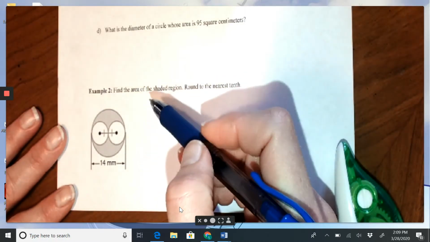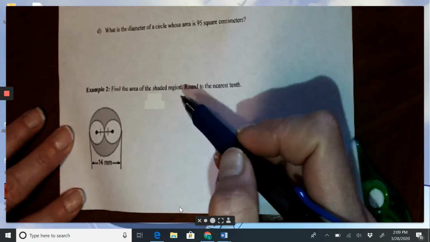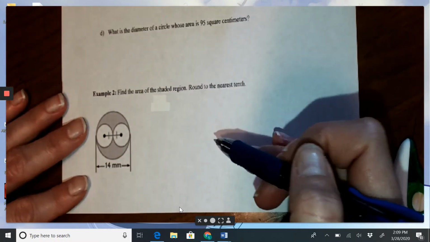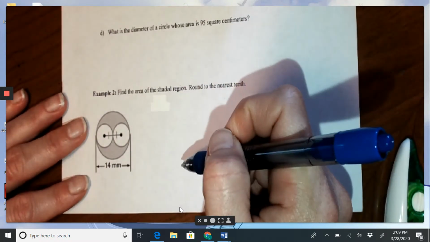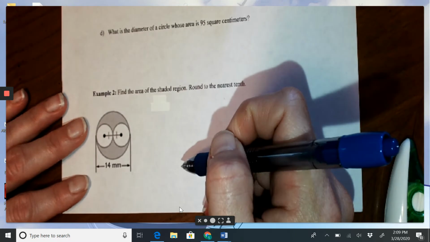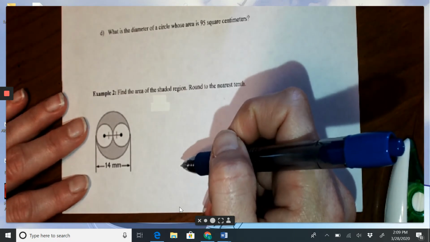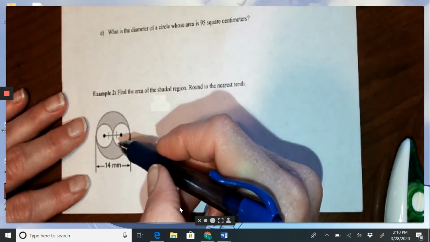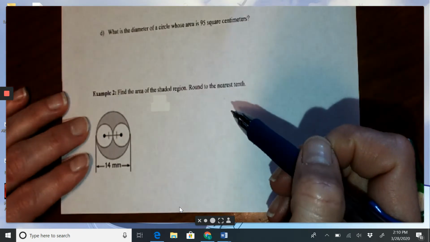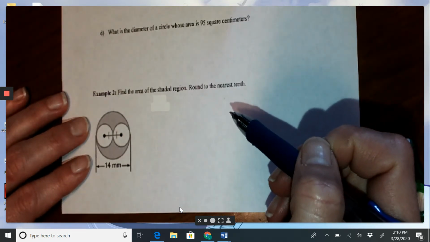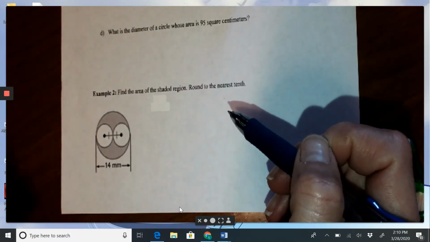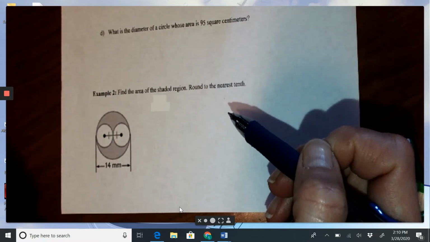Okay, now we're going to be looking at solving the area of this shaded region using our area of circles formula. When we look at this shaded region, what we can see is that we have a large circle and it has a diameter of 14 millimeters. And then we also have these two smaller circles inside of the large circle.